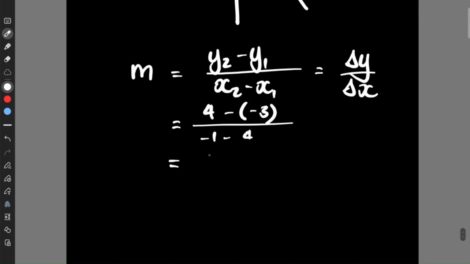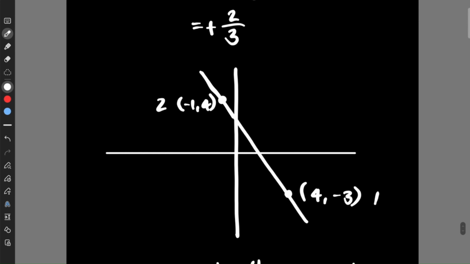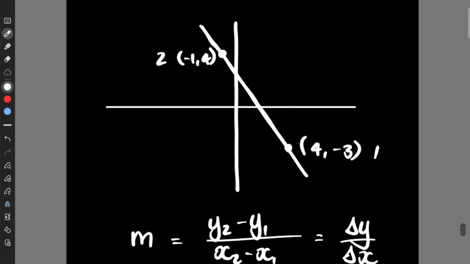And then what we're left with is 4 plus 3, because the negatives become a plus. 1 minus -4 becomes -5. Then we're left with 8 over 5, but with a negative sign. Note that it's negative, and that is reflected in the fact that the graph is going downward. And so that's how you find the slope of a graph.